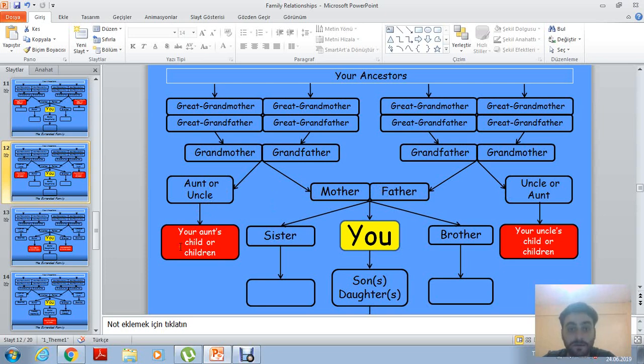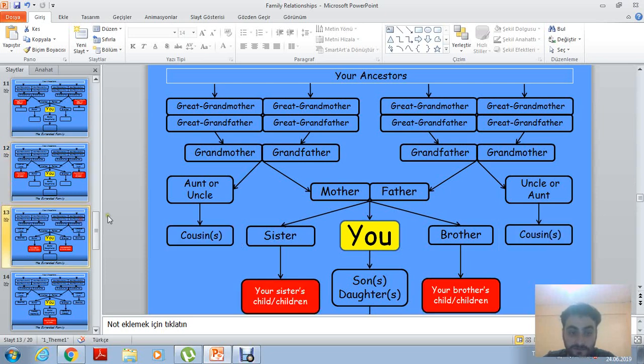They might have children as well, and their children are your cousins. Your uncle's son is your cousin. Your aunt's son is your cousin. Your aunt's daughter is your cousin. Your uncle's daughter is also your cousin.